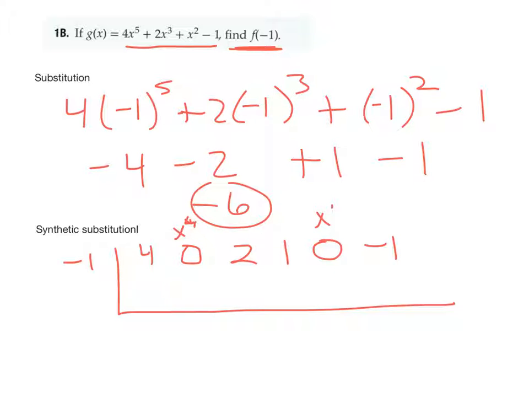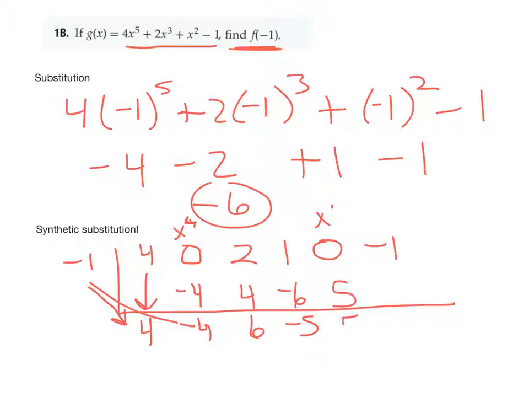I then go through the process again. Drop down the 4. I multiply negative 1 times 4, which is negative 4. I add. I then multiply again, so I get a positive 4. I add 6. I multiply, I get negative 6. I add negative 5. I multiply, I get 5. And when I add, I get 5. And when I multiply negative 1 times 5, I get a negative 5. Negative 5 plus negative 1 is a negative 6.